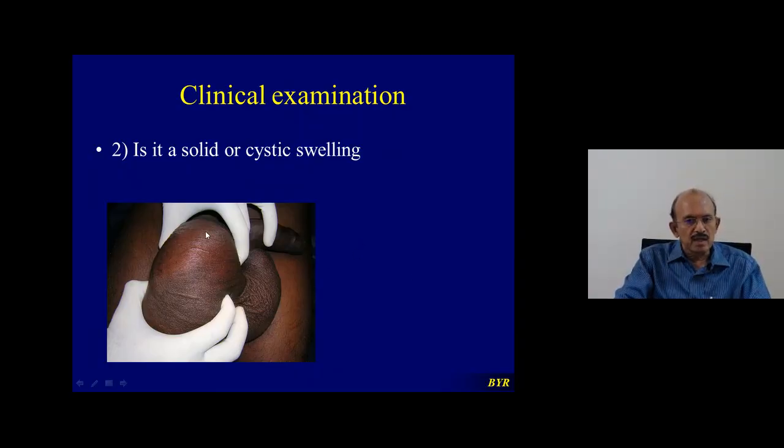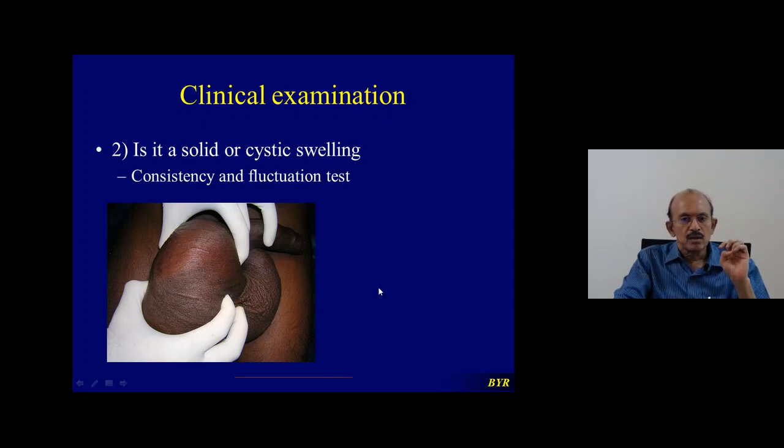This is how you check. You keep your thumb and index finger on one pole of the swelling, and the thumb and index finger of the other hand at the other pole. You press these two fingers. If you feel a fluctuation wave with the other hand's fingers, then fluctuation is positive. So you do the consistency and fluctuation test. If fluctuation is positive and consistency is soft, it is a cystic swelling.